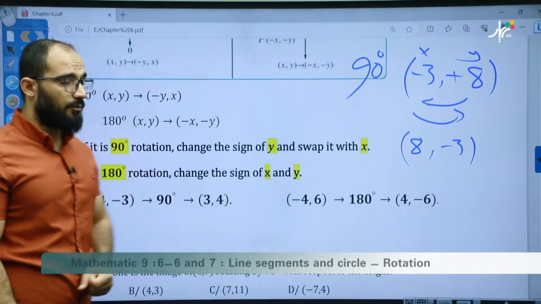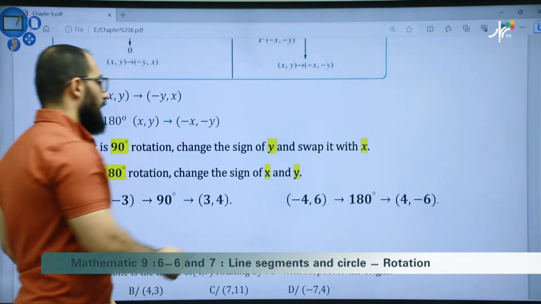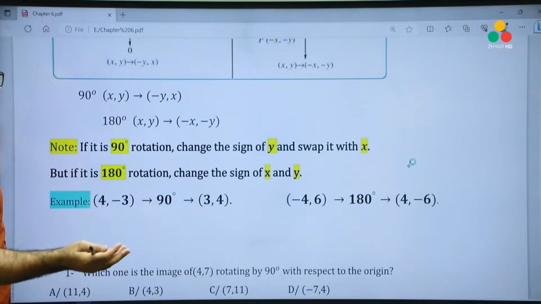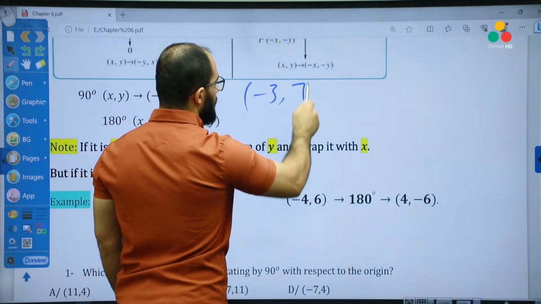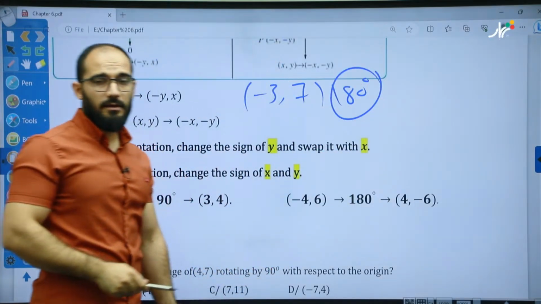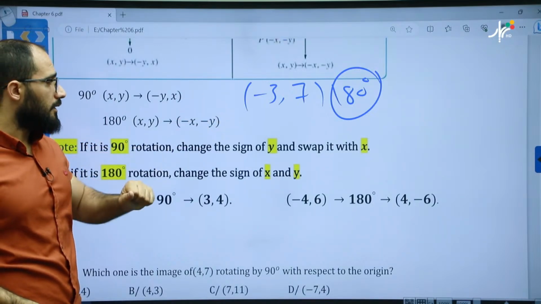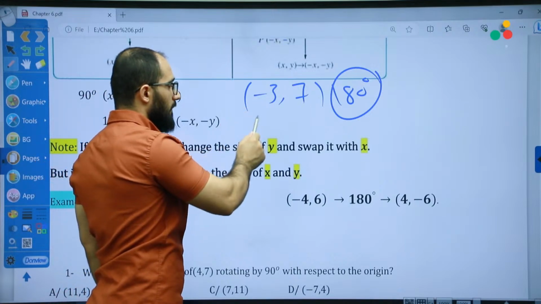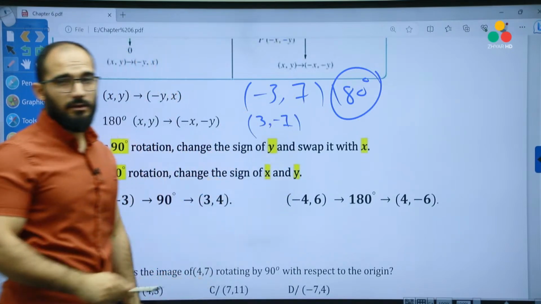About 90 degree. What about the 180 degree? It's quite easy. For 180 degree, change the sign of x and y. Nothing else. For example, I have -3 with +7, 180 degree rotation. What do we do? Change the sign of x and y. The sign is negative, make it positive. The sign is positive, make it negative. So this is the answer.